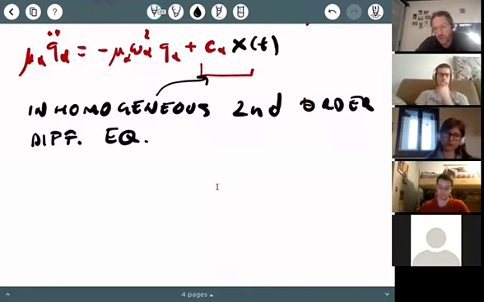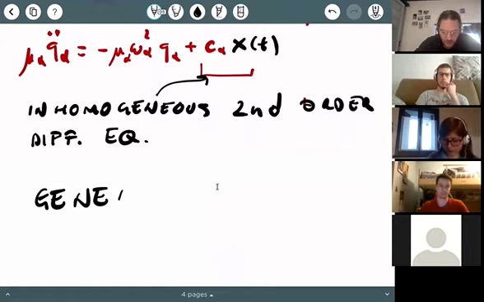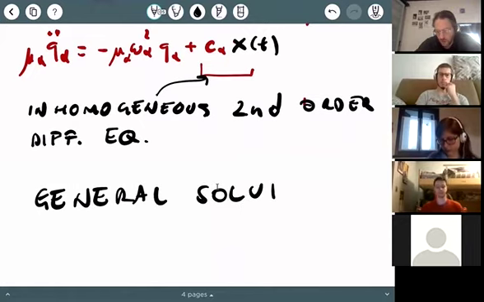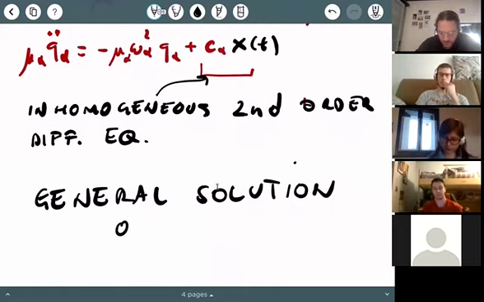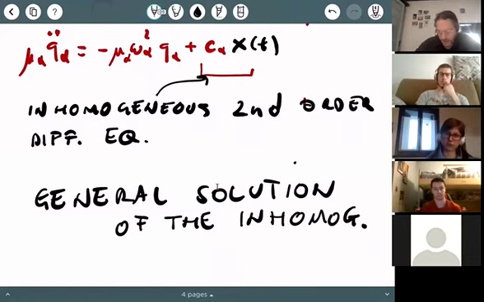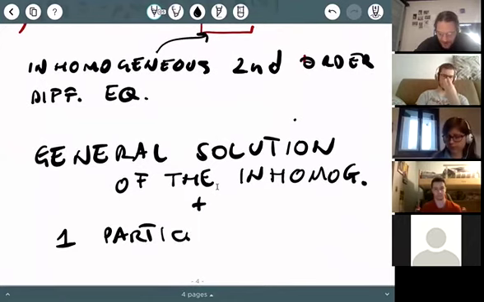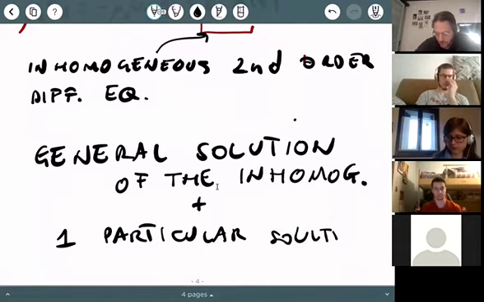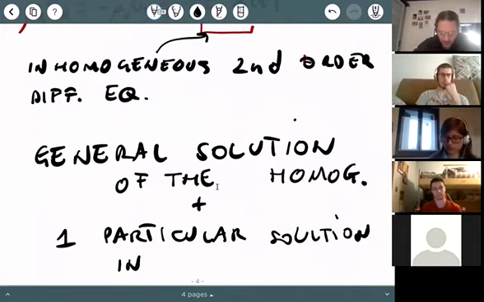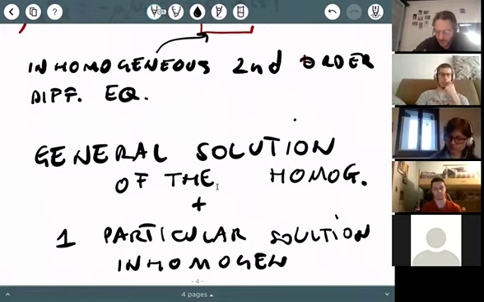So in general, when you have a solution of an inhomogeneous second order differential equation, what you need to do is to take the general solution of the homogeneous equation, and add one particular solution of the inhomogeneous. Did you do this in your analysis or your calculus background? Okay, fine. So I don't need to deepen this very much.